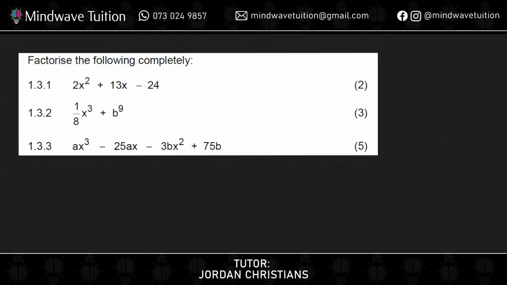So here we have examples of an exam paper question of factorization. For the first one, we can see that it's a trinomial, but it has a number in front of the x squared. For the second one, it is a sum of cubes, but we have a fraction. And for the third one, there's a lot going on there, but it's worth 5 marks, and I'll show you why that is.